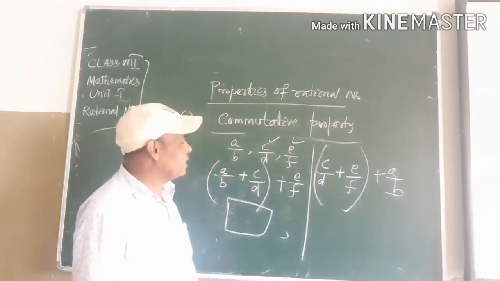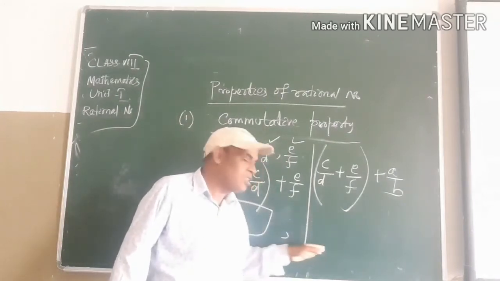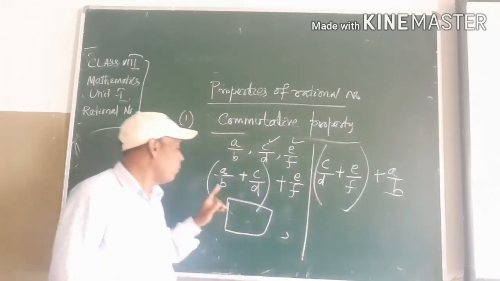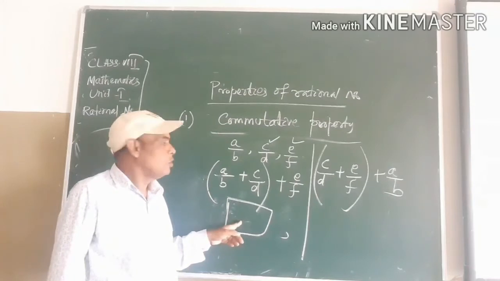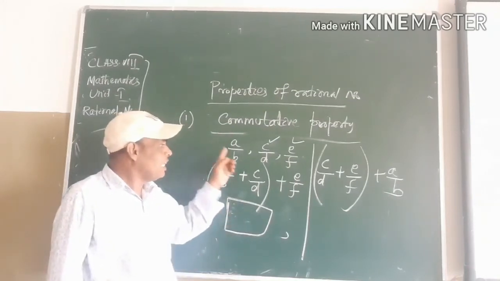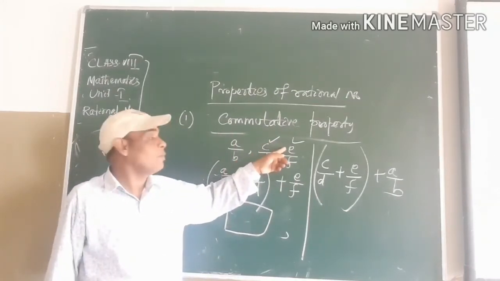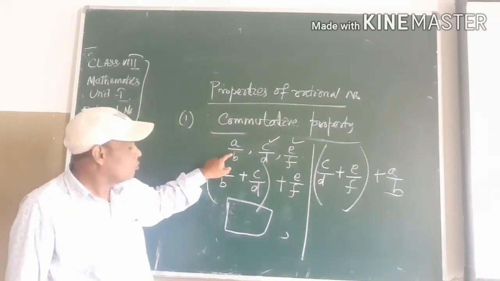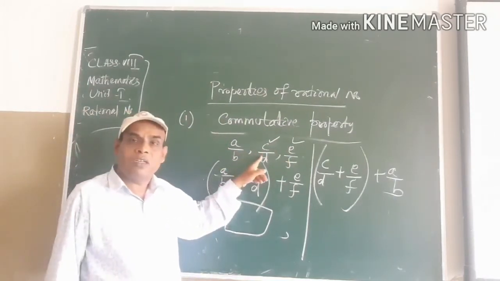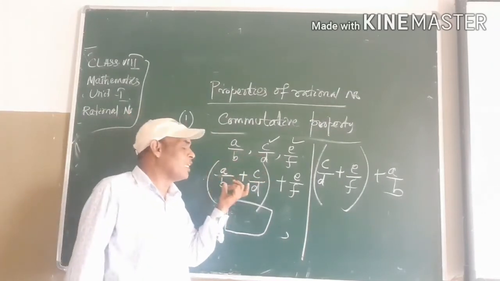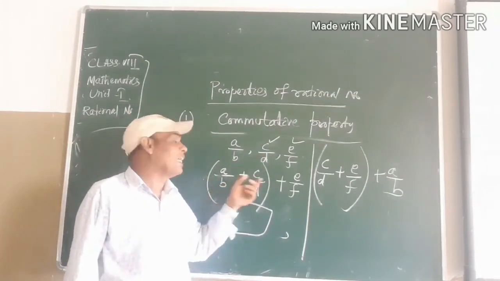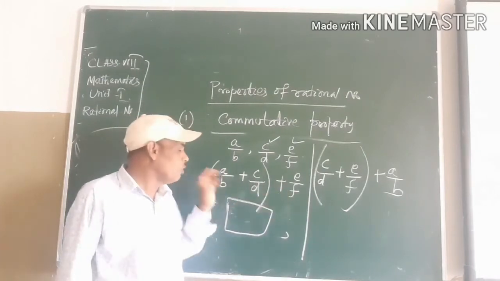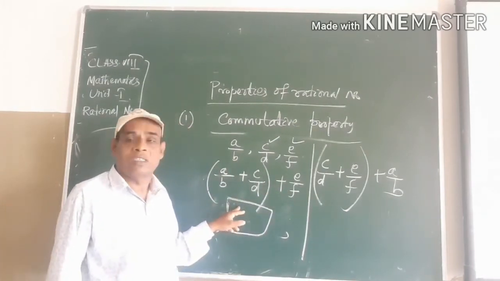So we will get the final result that is equal to the first final result. Again listen, if three rational numbers are there, remember, the first will be added to the second number. Whatever result we get will be added to the third number. So we will get a final result.